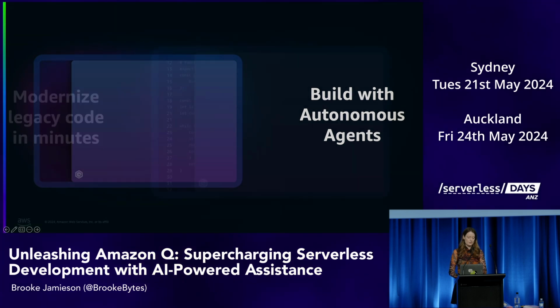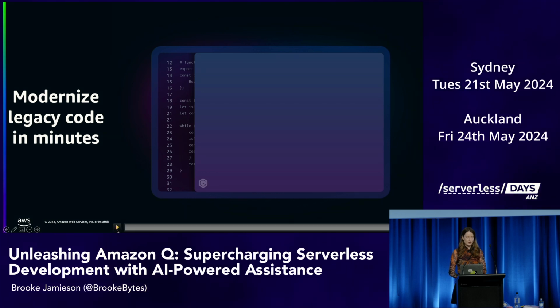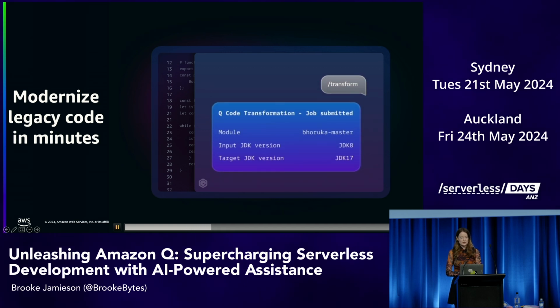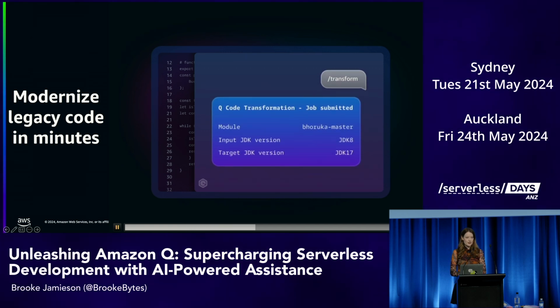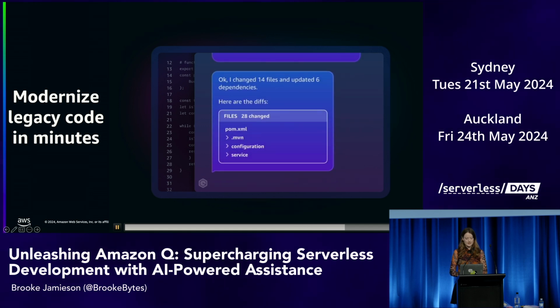It's also going to help you to modernize legacy code in minutes. This is very, very cool. So you can go from Java 8 or 11 to Java 17 in a few clicks. I'm really excited about this because this is the first. It's only working with Java now, but I know .NET is on the horizon, which I am incredibly excited about.